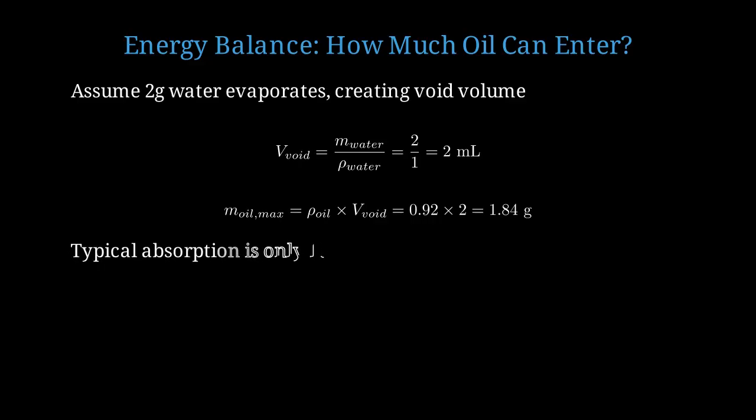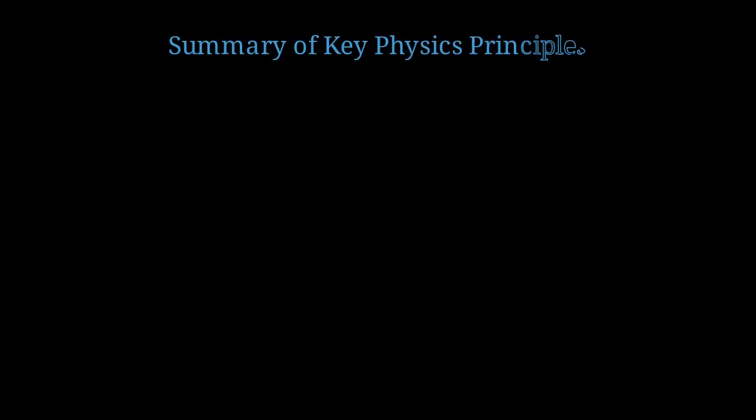In practice, oil absorption is only 10 to 20% of the void volume if frying is done correctly. This is because not all pores are accessible and the crust blocks some pathways. A well-fried French fry weighing 5 grams will contain 0.2 to 0.4 grams of oil, or about 5 to 8% oil by weight. Let me summarize the key physics principles we've covered in this lecture.